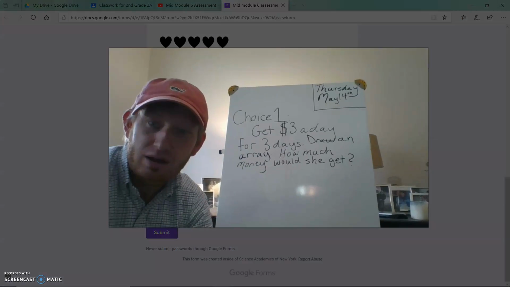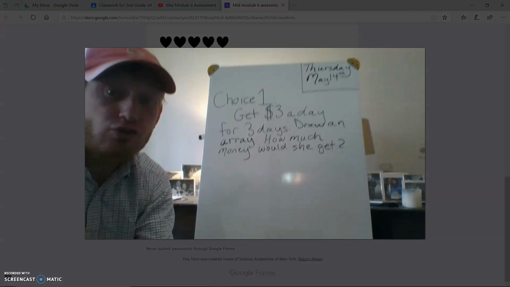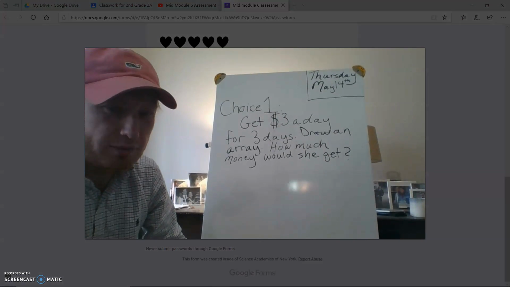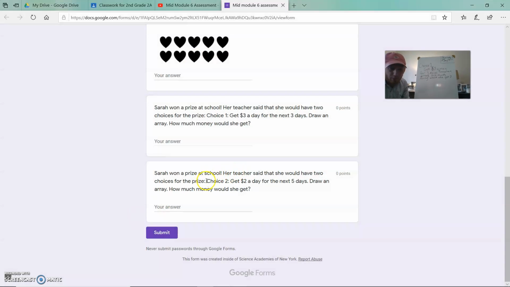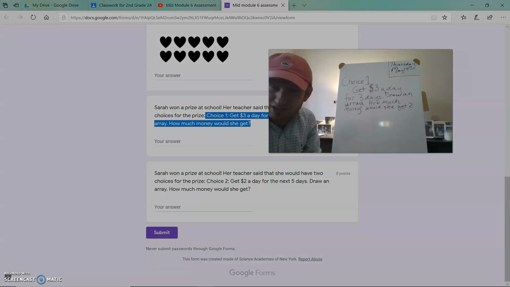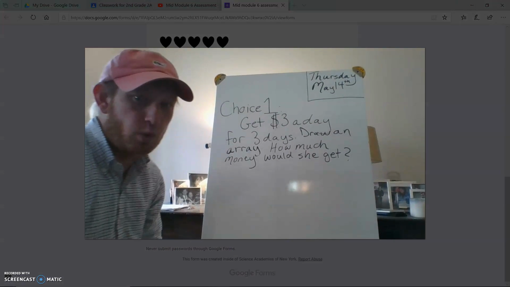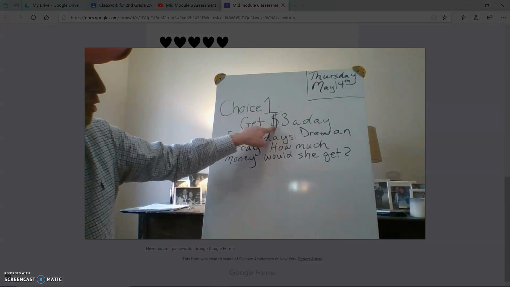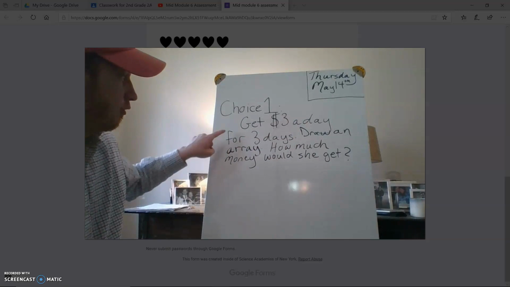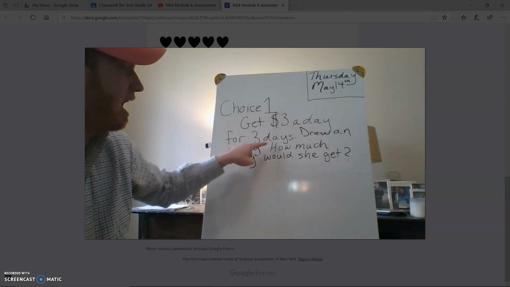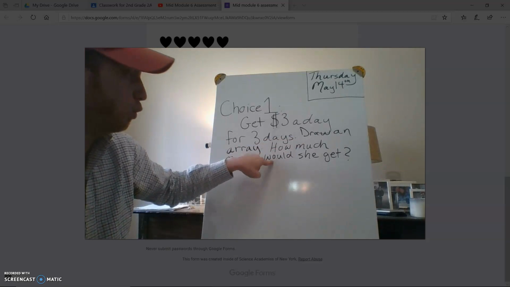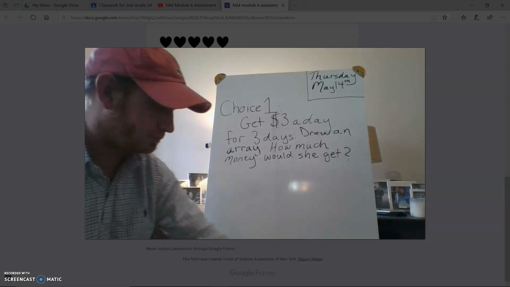Well, on our board here, I wrote choice 1. I didn't write the whole question because the question for both of them is the same. It's really the choices that we are looking at here. So I just wrote down choice 1. And choice 1 says, get $3 a day for 3 days. Draw an array. How much money would she get?